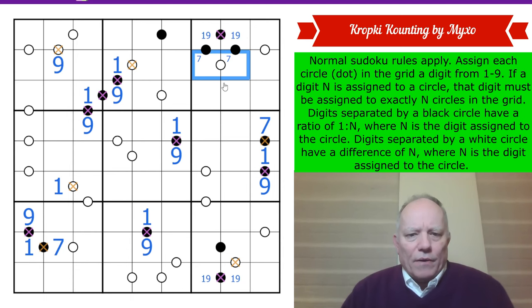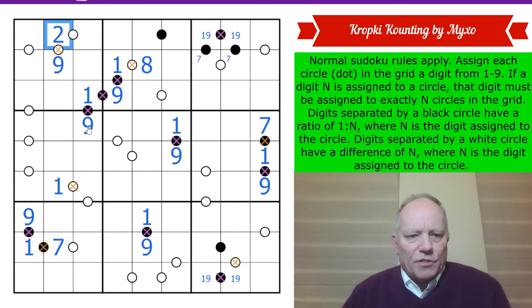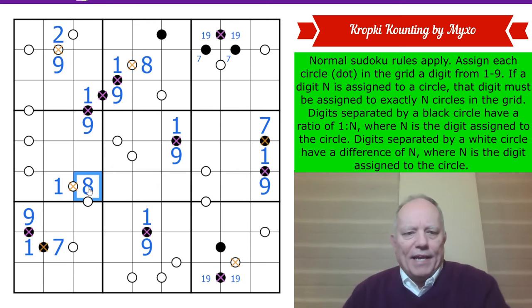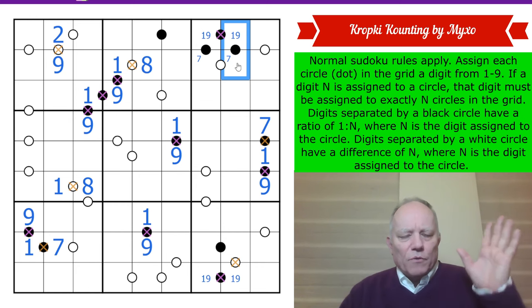Okay, what else is going on now? We've got these white 7 assigned orange X's. So 1 goes with 8 there, 9 goes with 2, 1 goes with 8. And apart from the one remaining of those, we've now assigned all our 9s and all our 7s.